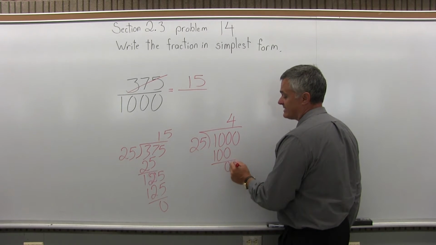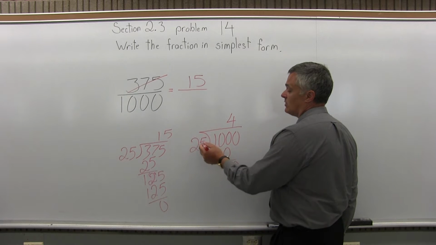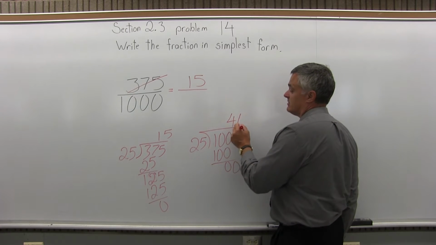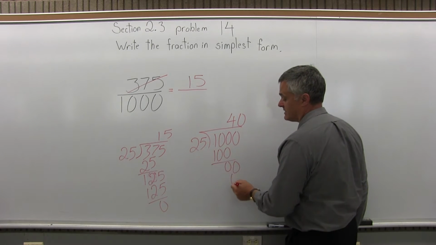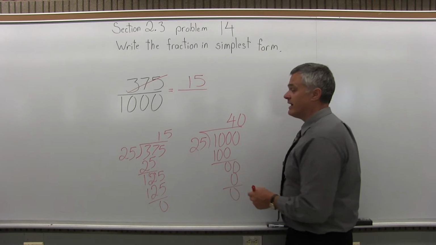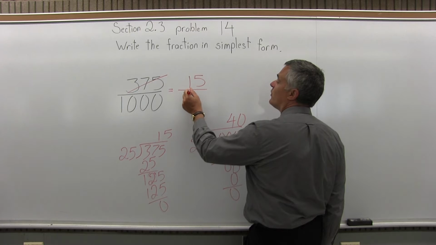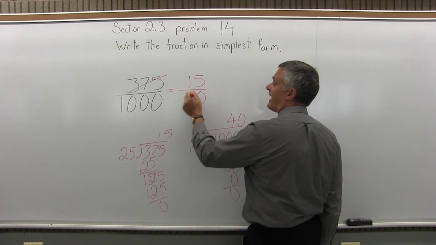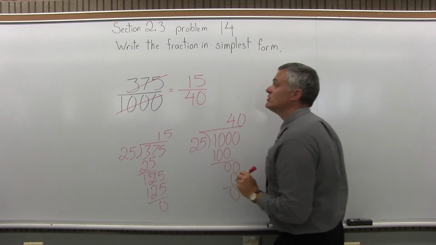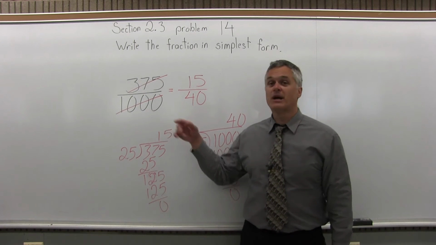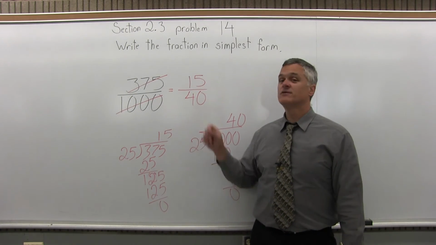I bring down the next digit, which is 0. Well, 25 goes into 0 0 times. 0 times 25 is 0. It goes in evenly. I have a remainder of 0. So 25 times 40 is 1,000. So now I've reduced the numerator and the denominator by 25, and the result I get is 15 over 40.